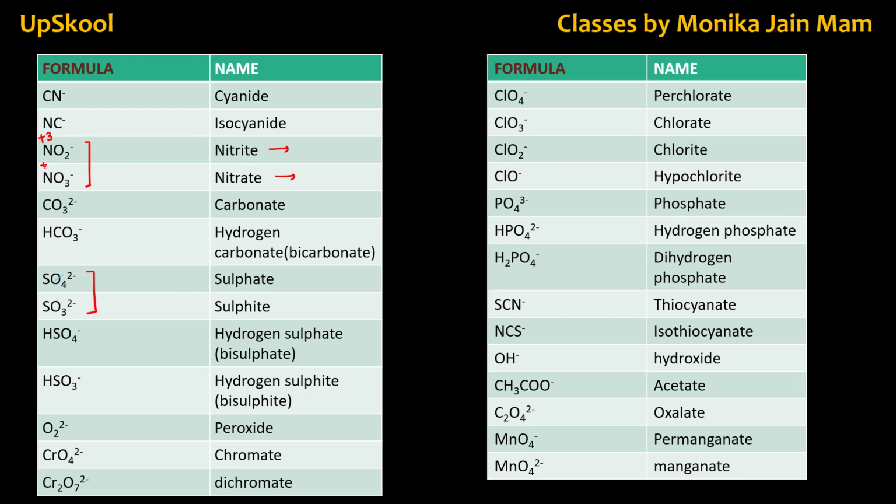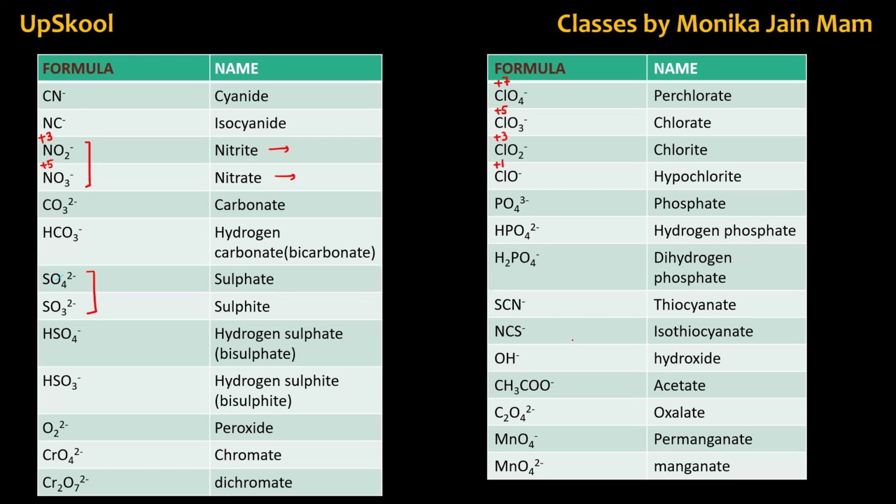Here nitrogen is +5, it is nitrate. Similarly, you have to learn the example, like this is perchlorate. In another video, I'll share with you why the word "per" is there. But here the oxidation state is +7, it is +5, it is +3, it is +1. So due to the various oxidation states, their names are different. So these are the main ions.